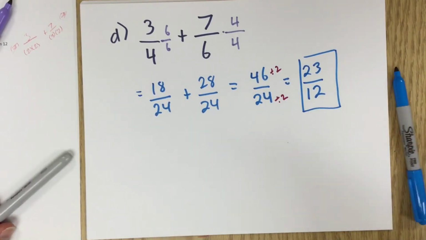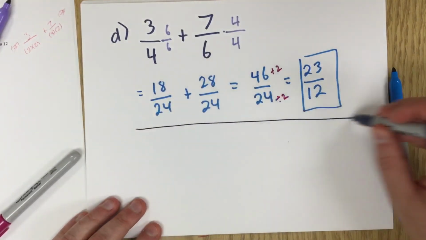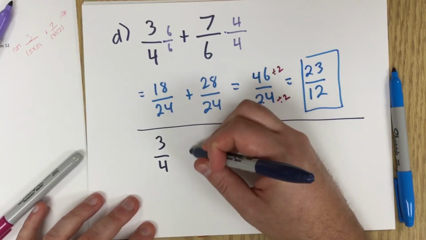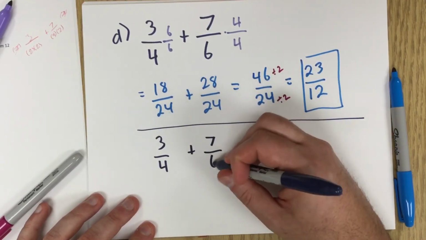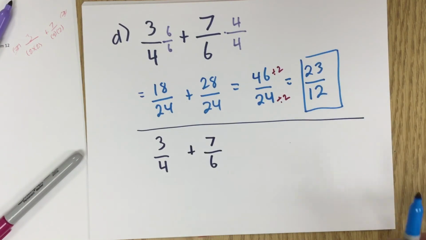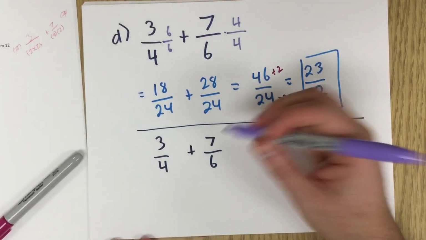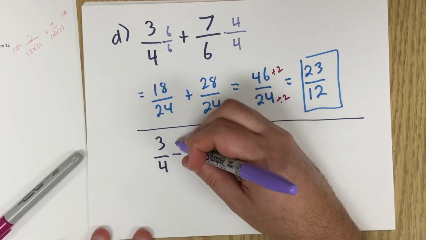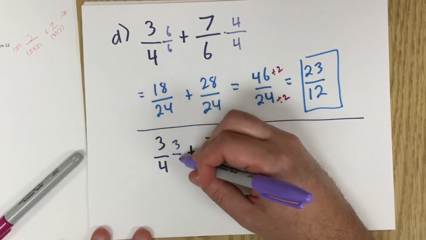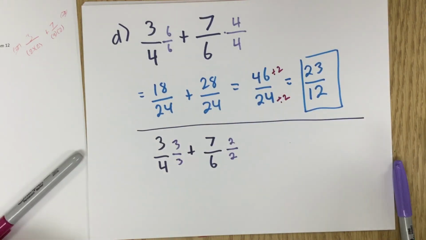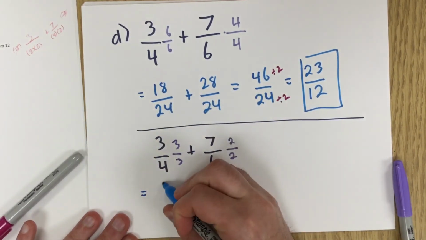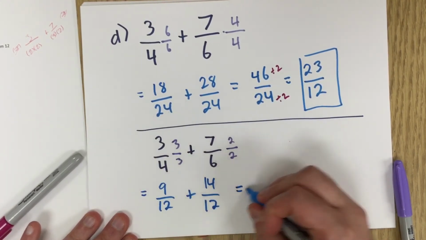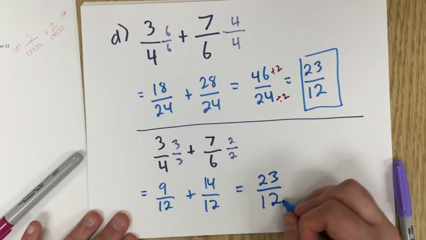Now what we could have done instead, so we're going to do D again. 24 was a common denominator, but the lowest common denominator would have been actually 12. So if we did 2 over 2 and 3 over 3, that would have given us instead 9 over 12 plus 14 over 12, which is 23 over 12, and then we have our answer.